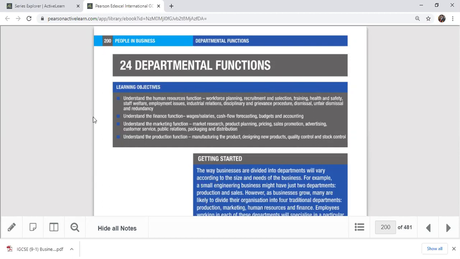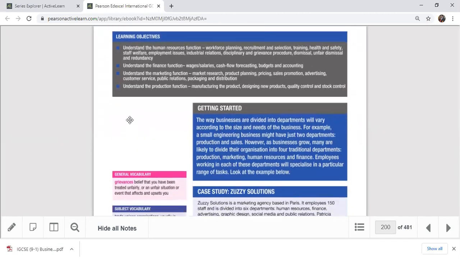Getting started, you can see the way a business is divided into departments varies according to the size and the needs of the business.